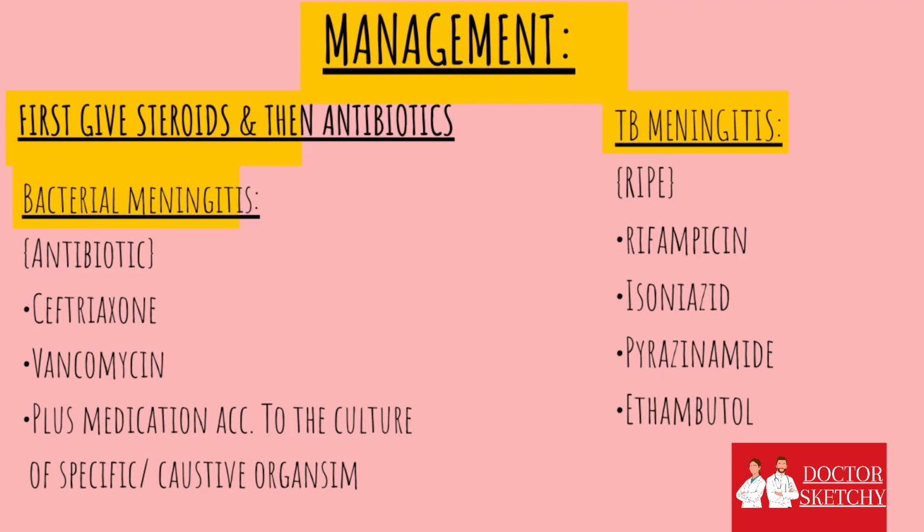And when it comes to bacterial, you will first have to give the steroids to prevent any kind of damage to the meninges. And afterwards, you will treat it with antibiotics as it is caused by bacteria, such as ceftriaxone and vancomycin, and further antibiotics can be added after the confirmation of the particular organism.